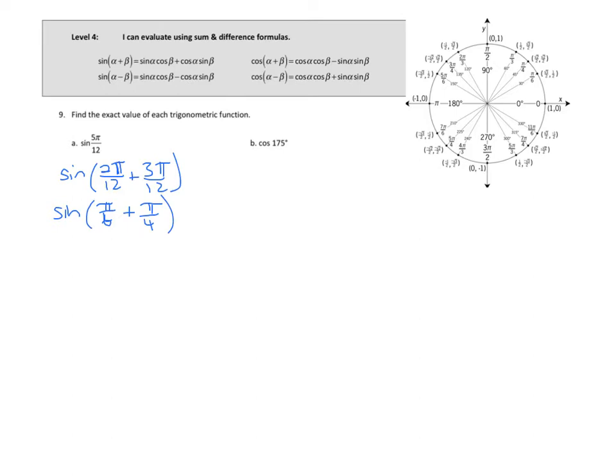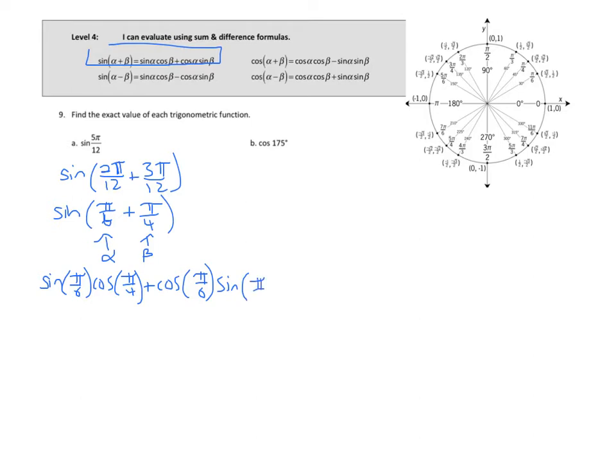pi over 6 and pi over 4. So this is my alpha and this is my beta. And it doesn't matter which one is alpha, which one is beta. If I had pi over 4 first and pi over 6 second, that wouldn't matter. Now, since it's a sine function and I split it into a sum, I'm going to use this top formula. And I just plug in pi over 6 and pi over 4 for alpha and beta. So I get sine of alpha, which is pi over 6, times cosine of beta, which is pi over 4, plus cosine of alpha, which is pi over 6, times sine of beta, which is pi over 4.